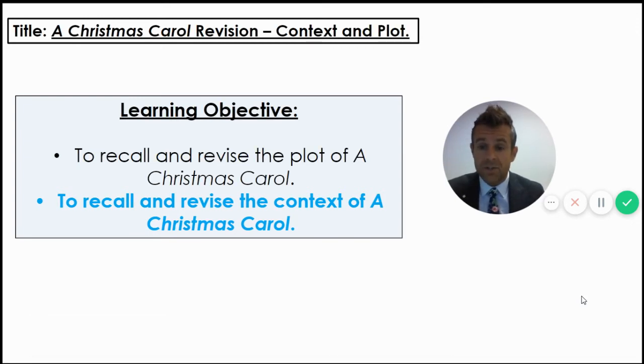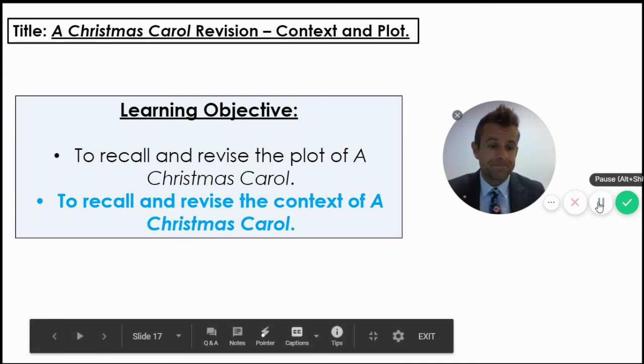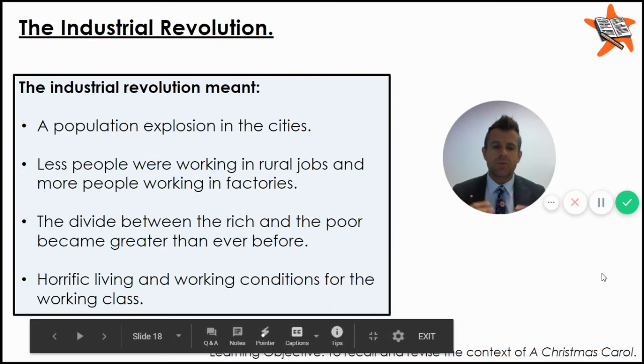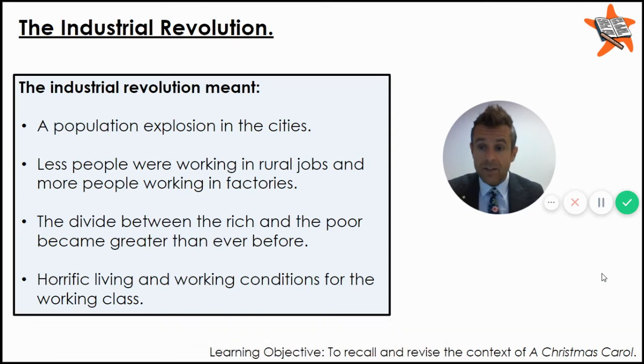Just a quick reminder of our objectives then. The first objective there, to recall and revise the plot of A Christmas Carol. We've just done that in that retrieval practice. And then the second learning objective, to recall and revise the context of A Christmas Carol, is what we're going to be moving on to now. I'm going to take you through some key contextual points, and then there's going to be a check for understanding at the end of each one.